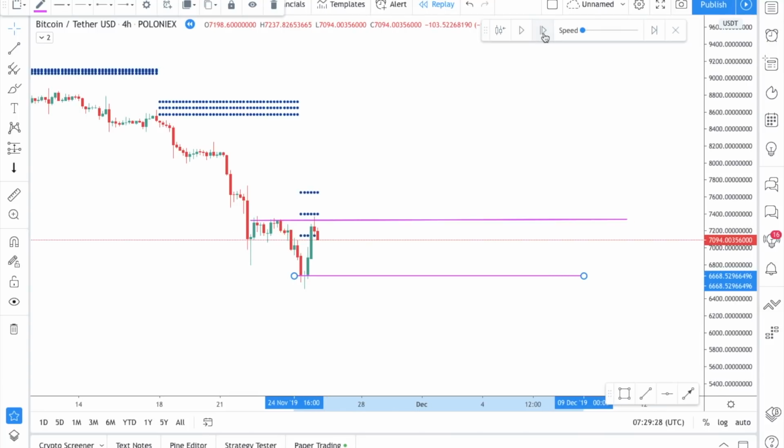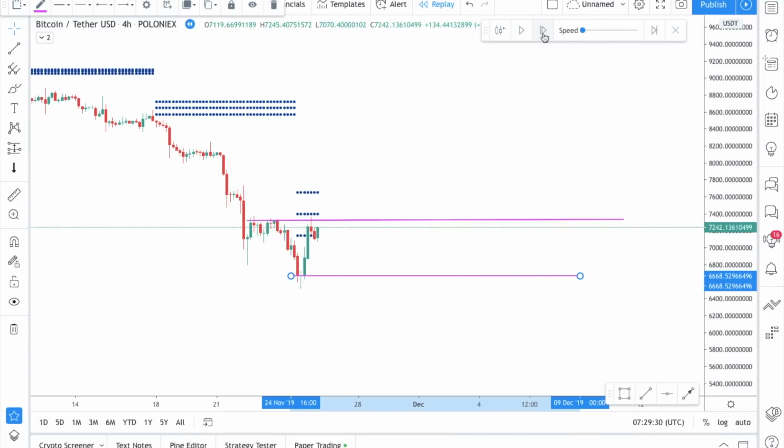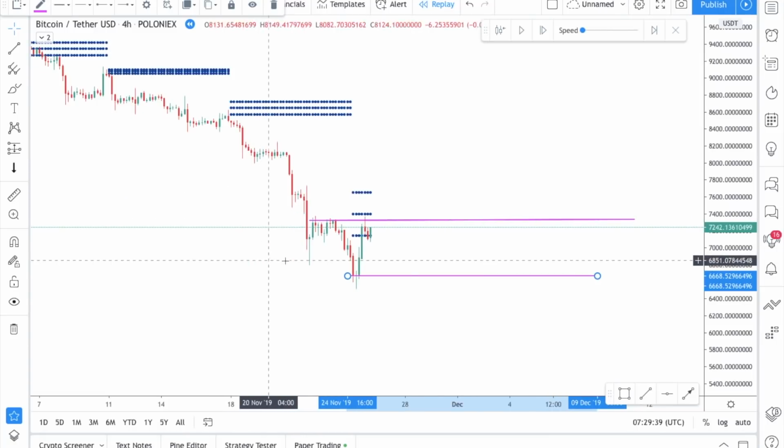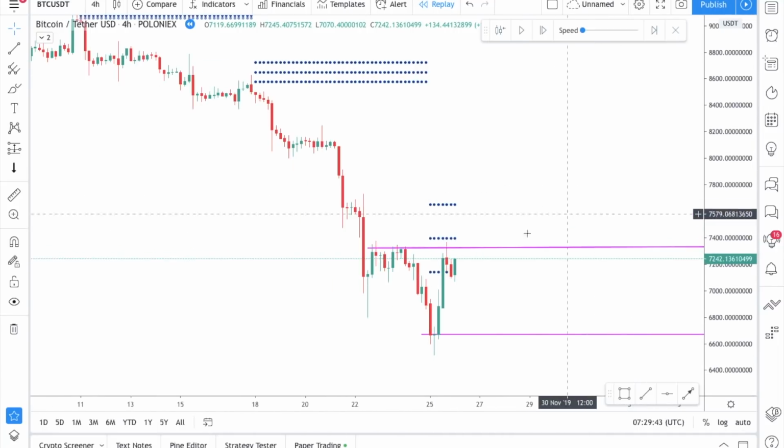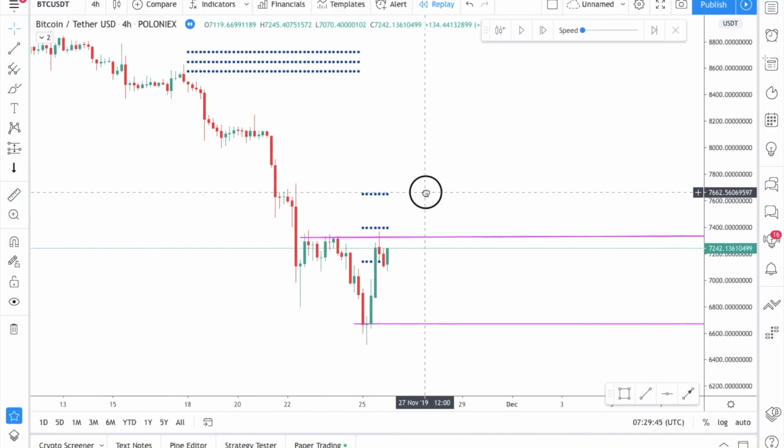For example, you can see the price is getting a clear sign of rejection around this trend line area, isn't it? We had a rejection here, we had a rejection here. If you look properly, it looks like some sort of double top around this particular area, and then price went to the downside.